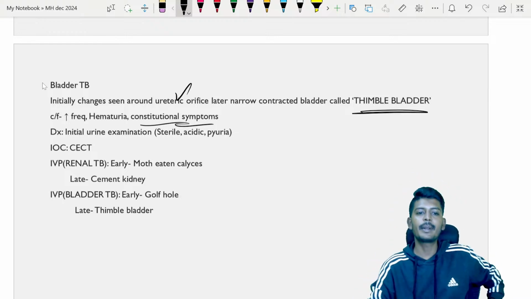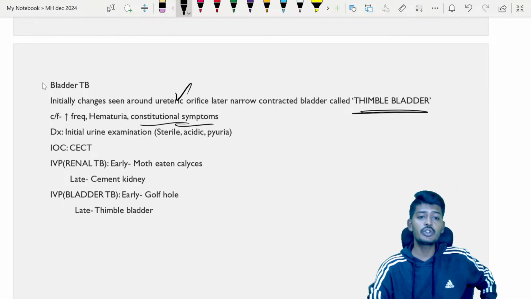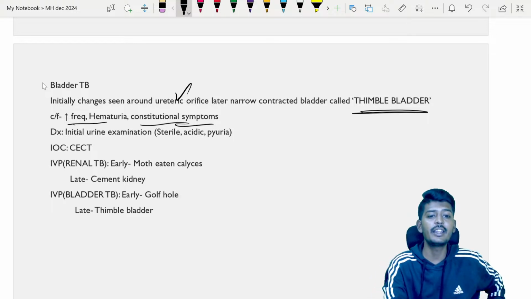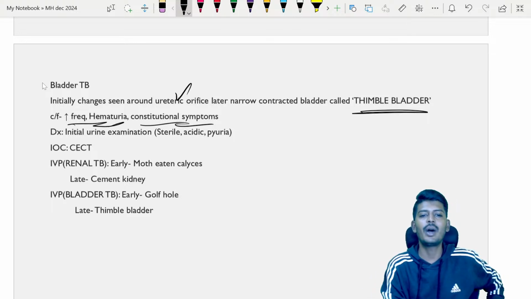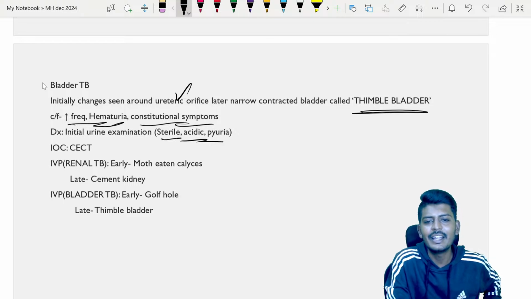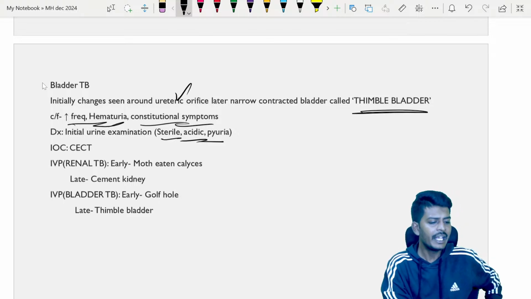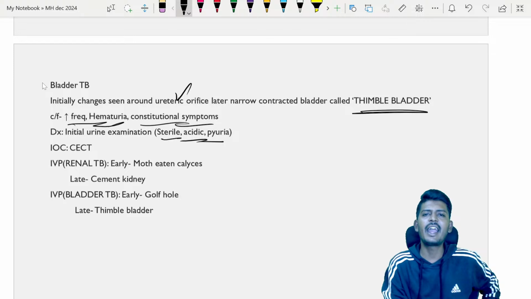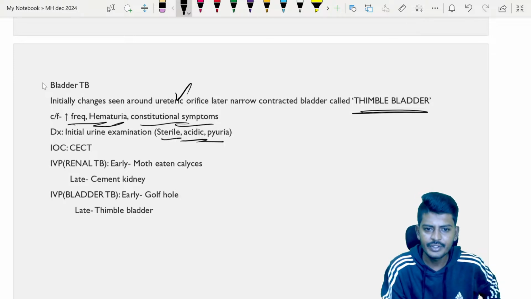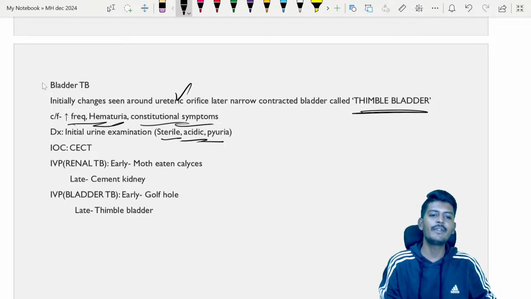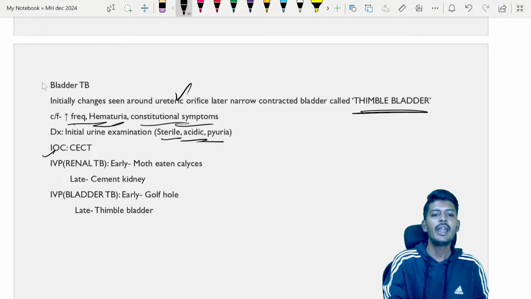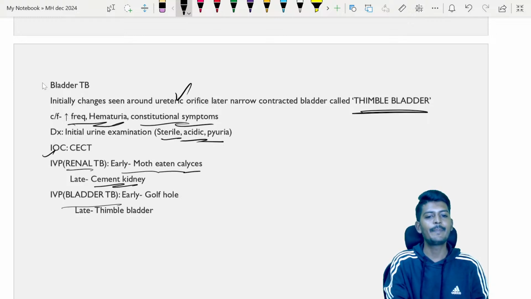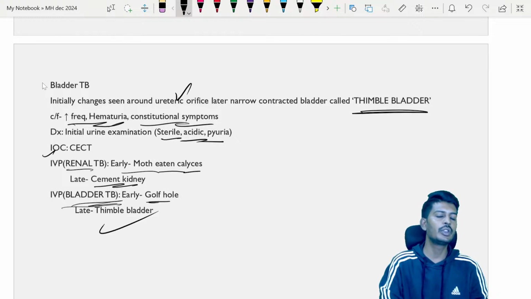Okay, constitutional symptoms will be present. Along with the constitutional symptoms, the patient can have hematuria and increased frequency, but the patient will have one important point: sterile acidic pyuria. Initial urine examination shows sterile acidic pyuria. So the investigation of choice will be CECT. On IVP in renal TB, you will see moth-eaten calyces, later a cement kidney will form, and on IVP of the bladder, what will you see? Golf-hole appearance initially, later it will become a thimble bladder.